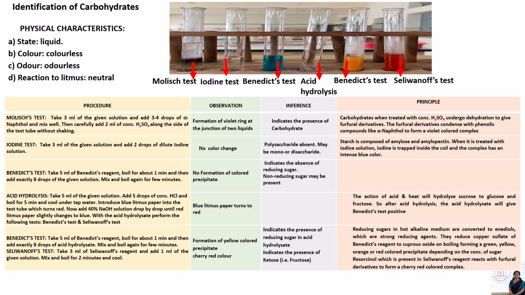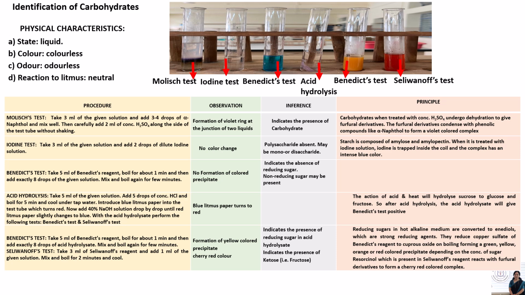The next test we have to perform is acid hydrolysis, where blue litmus paper turns red. Now the principle behind this test is when we add acid or heat the solution, the sucrose present in the given solution is broken down to glucose and fructose, and the resultant solution is known as acid hydrolysate, and with that we have to perform Benedict's and Seliwanoff's tests.